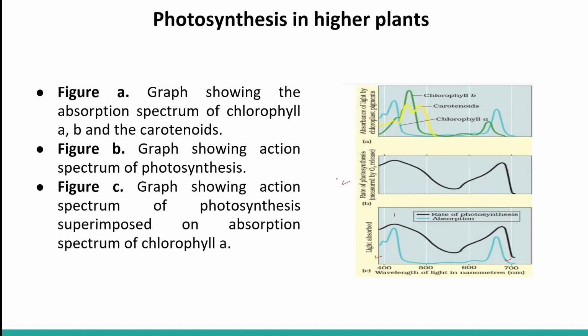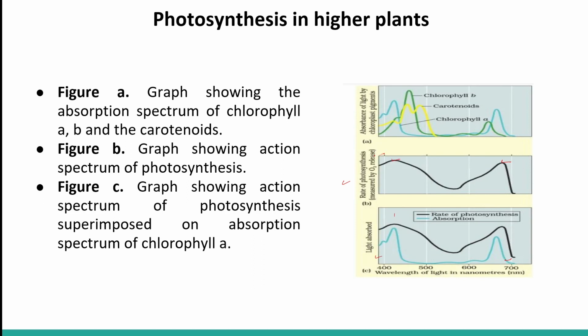The second image shows you the action spectra of photosynthesis. Again, you can see the maximum rate of photosynthesis, or you can say maximum oxygen evolution. If we are talking about the rate of photosynthesis, we can also say that in terms of oxygen evolution. So this is the 400 nanometer, this is the 700 nanometer. The rate of photosynthesis is maximum around 400 nanometer and 700 nanometer. Here they have shown the rate of photosynthesis as increased oxygen released.